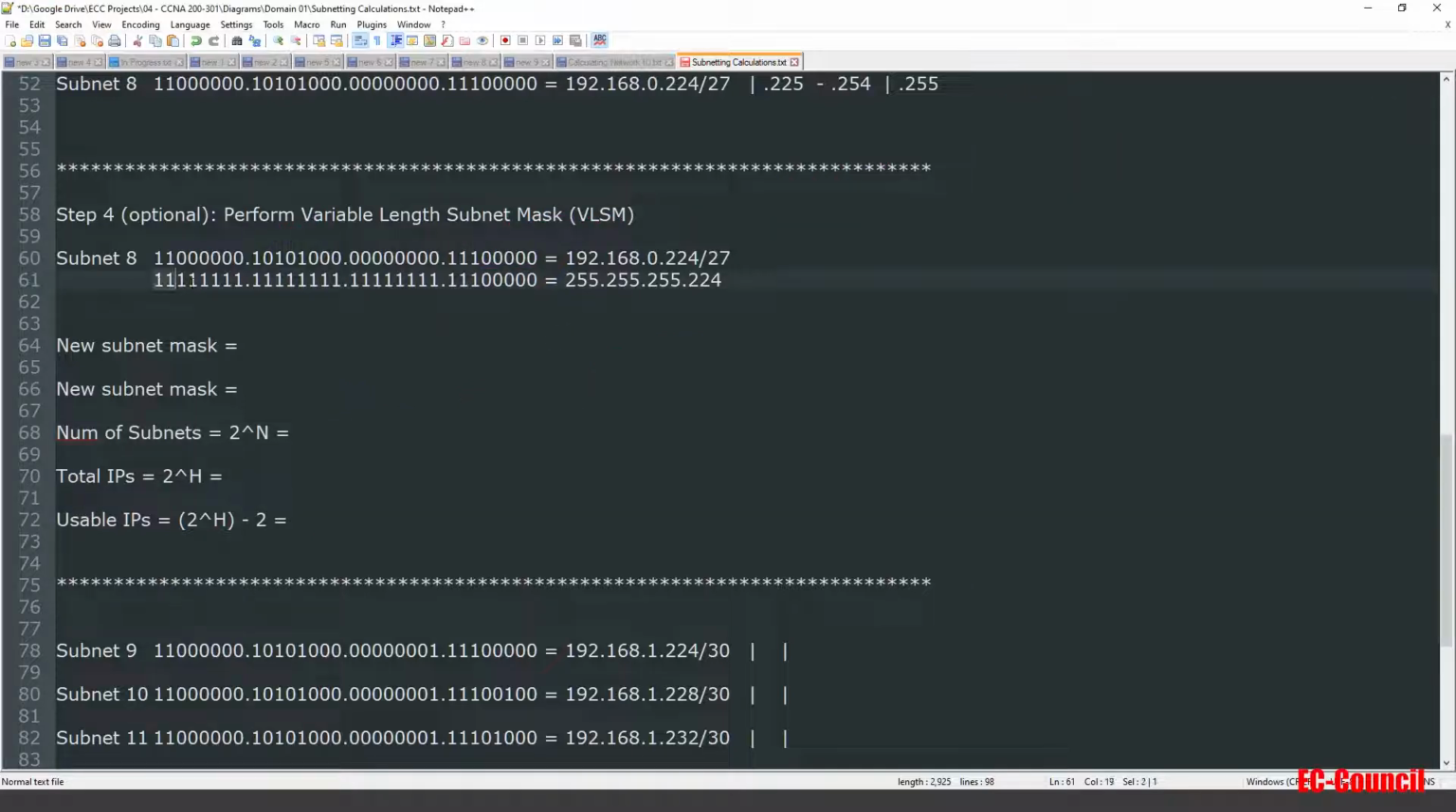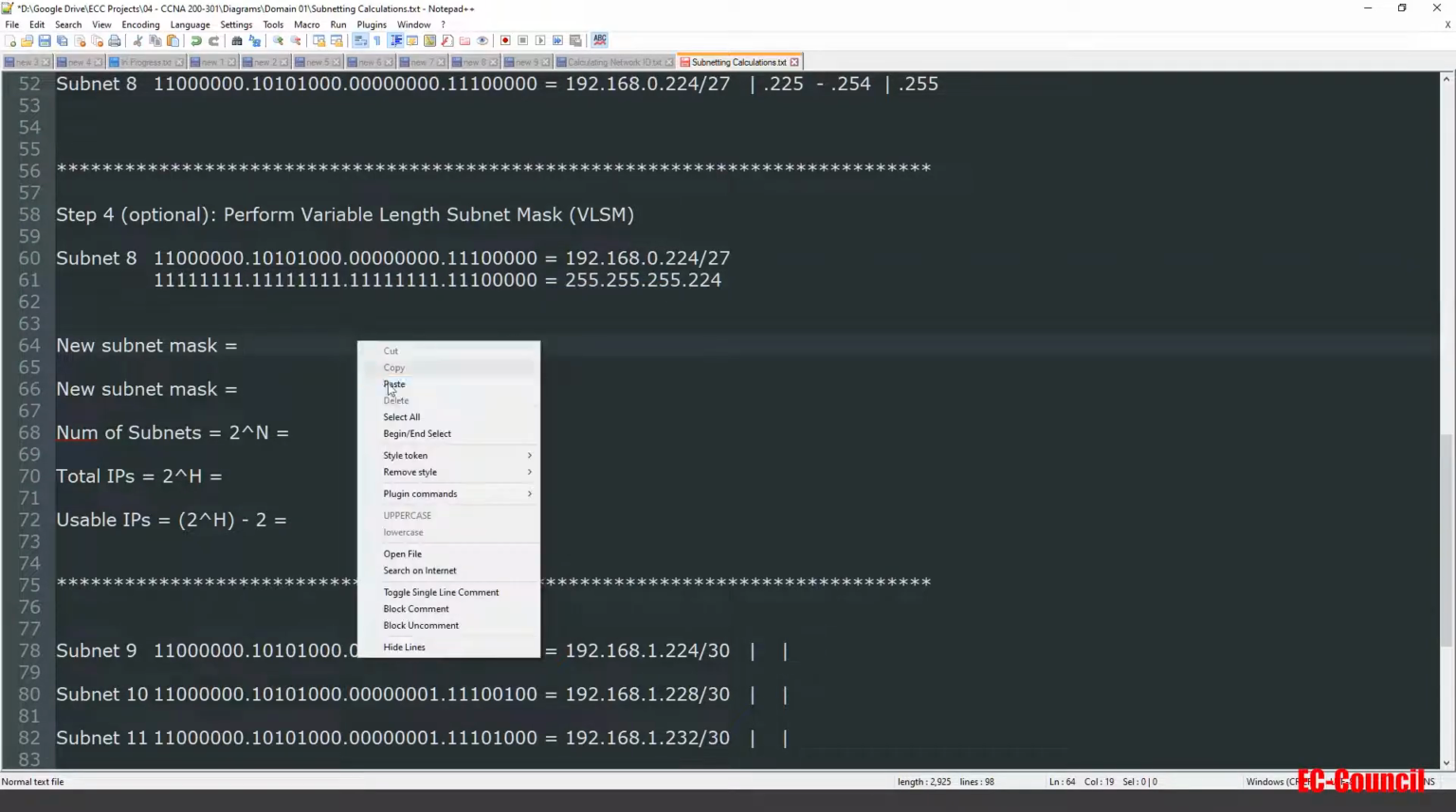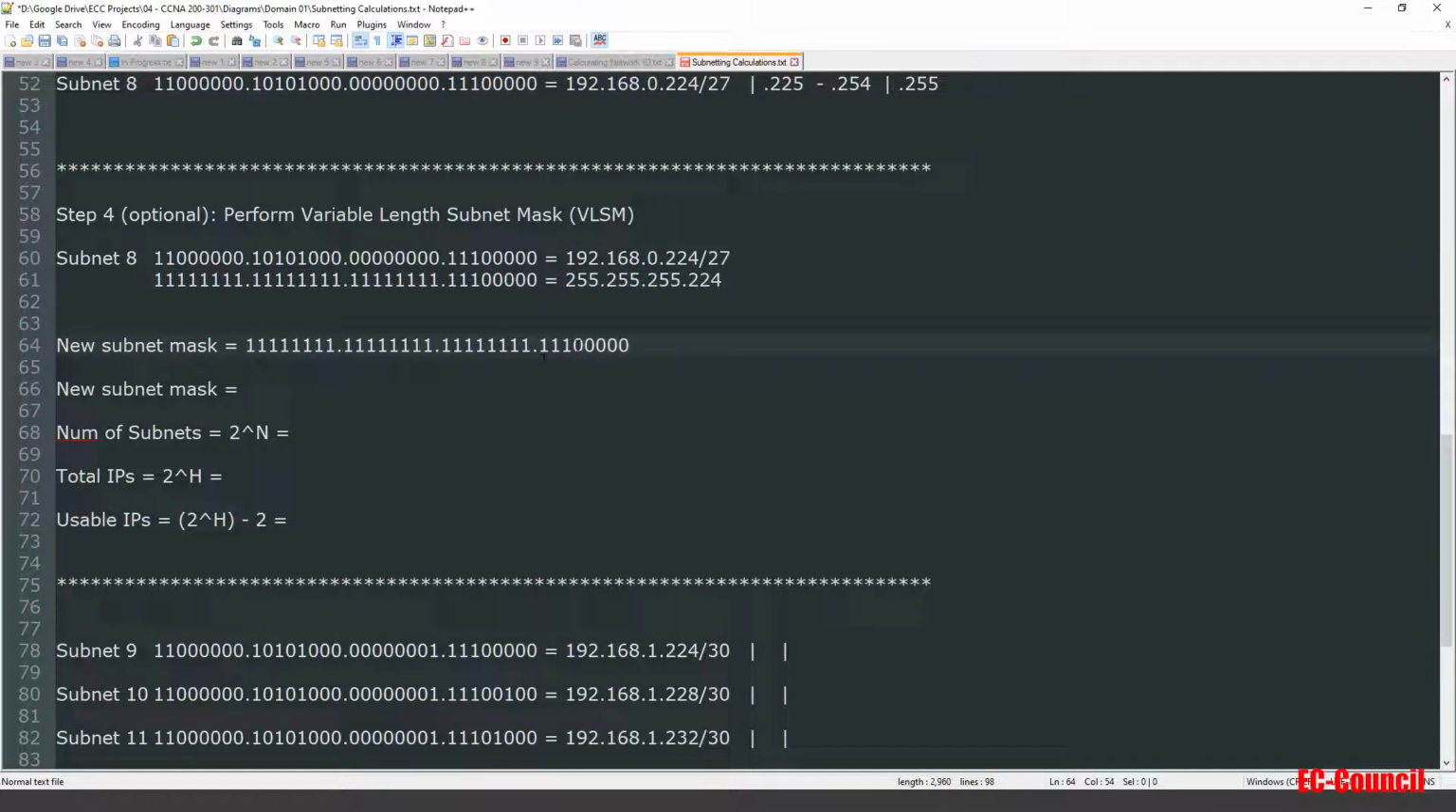So what I'm going to do is simply copy the entire subnet mask here, paste it, and just change these 3 bits to 1s. So now we have an entirely new subnet mask for this network. And if we convert it, we'll get 255.255.255.252, which is equal to /30.